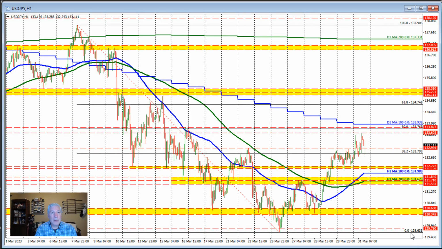Again, we'll look at the hourly chart to start things off. At least the high price that we saw in trading here today moved up to 133.603.